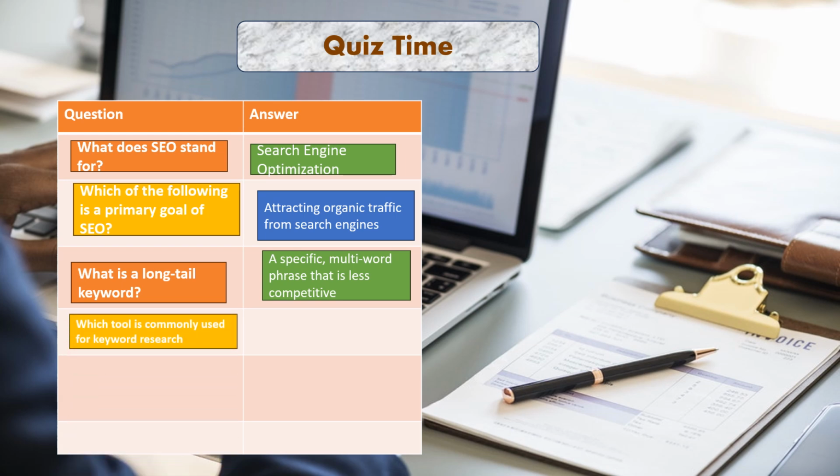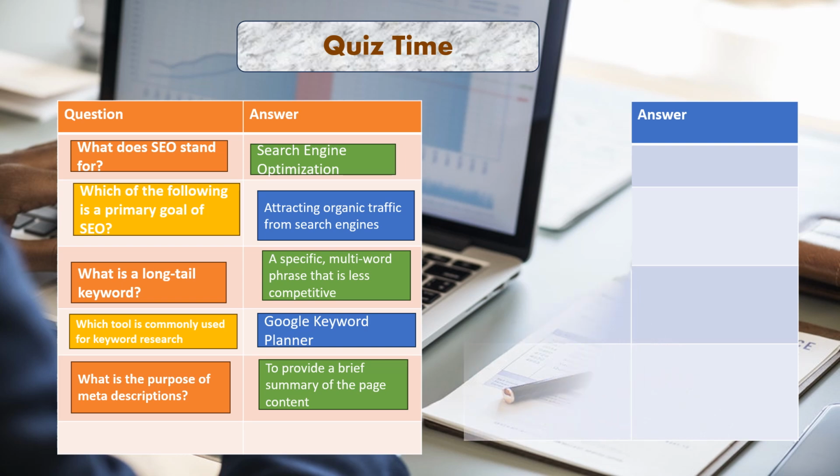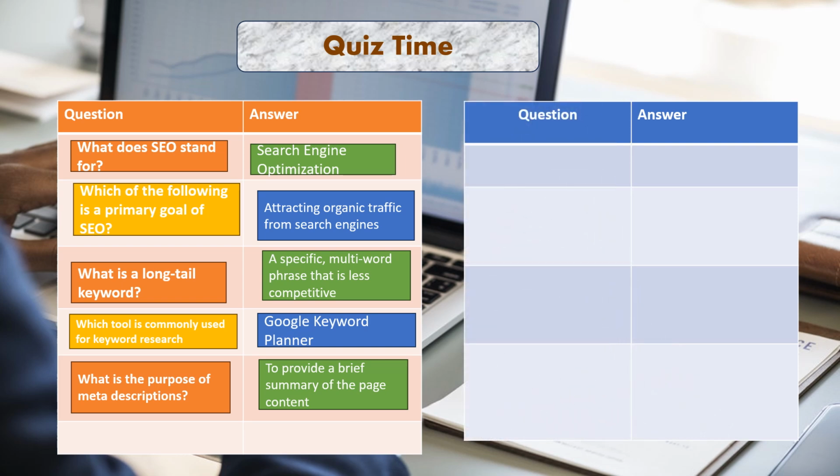Then, which tool is commonly used for keyword research? The answer is Google Keyword Planner. Now, what is the purpose of meta descriptions? The answer is to provide a brief summary of the page content. Now, moving further, next quiz. The next question is, what is a backlink? The answer is, it is a link from another site to your site.